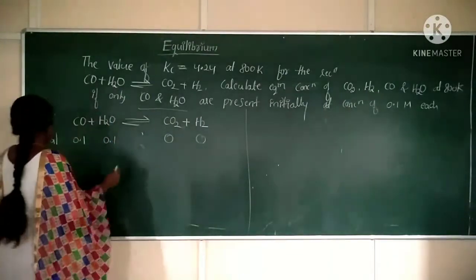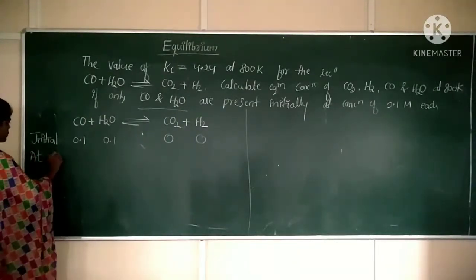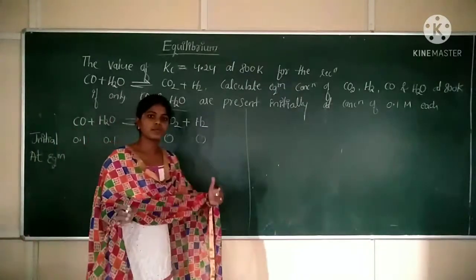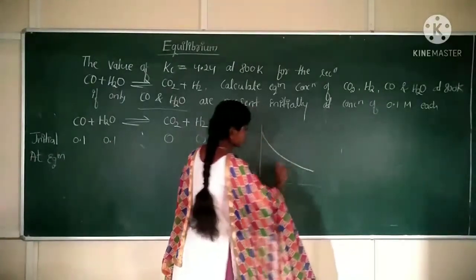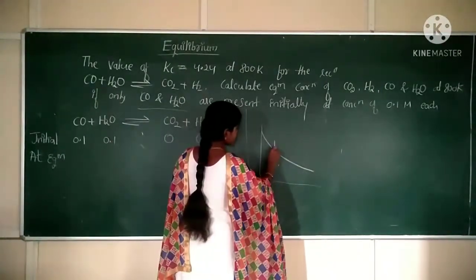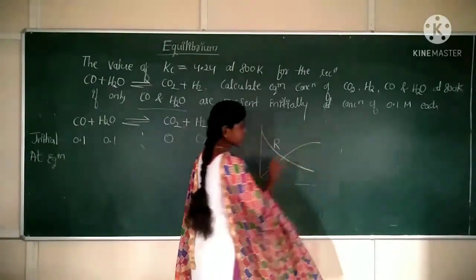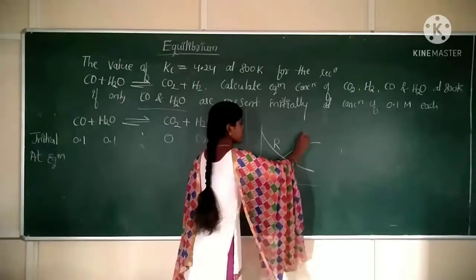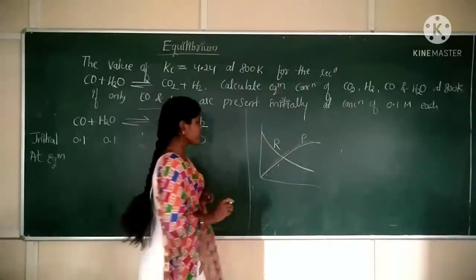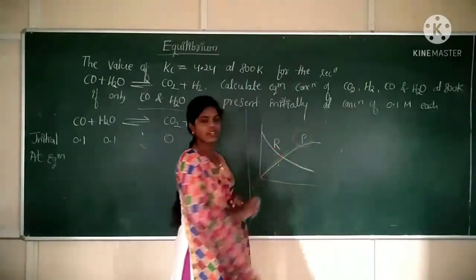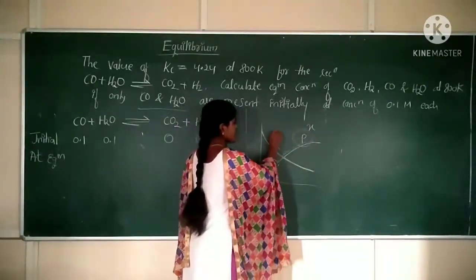Okay? Now, at equilibrium, what happens once the reaction proceeds? The concentration of reactant decreases, correct? The concentration of reactant decreases and the concentration of product increases. Is it or not? So take the increase in concentration of product as x and the decrease in concentration of reactant is also x.